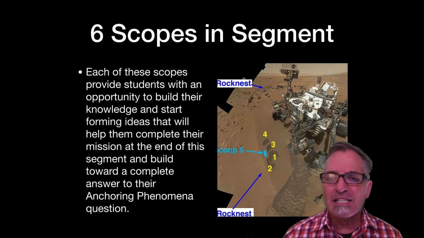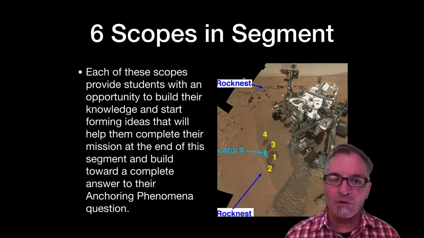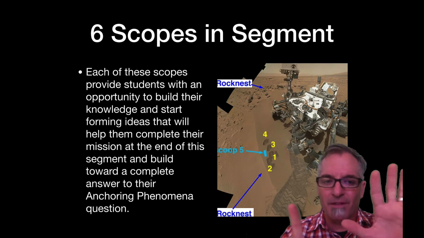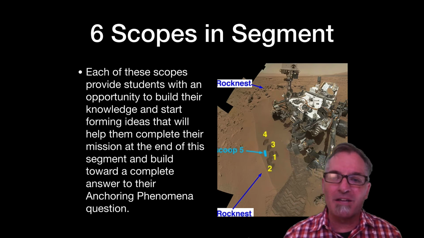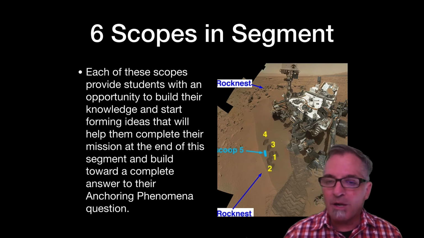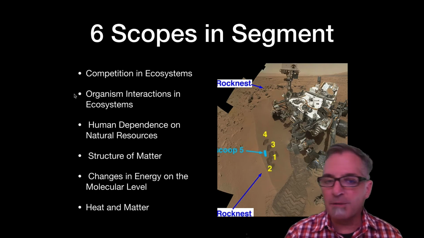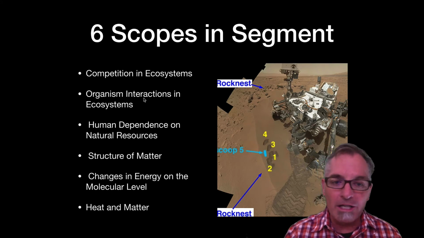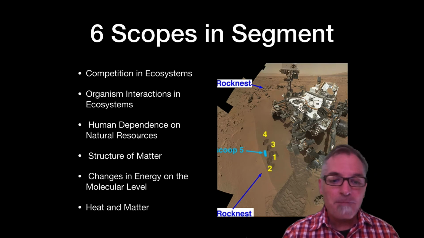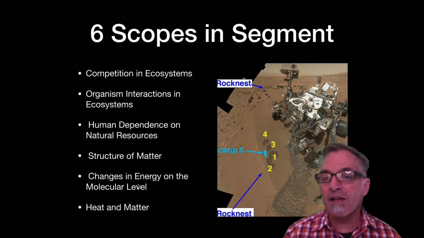So in this segment 1 of STEMSCOPES, there are these lessons or units called scopes, and there are 6 of them. Each of these scopes is going to give you knowledge and understanding so you can meet the mission, right? And then really focus on the anchoring phenomena, know the answer to that. So here are the 6 scopes. There's going to be competition in ecosystems, organisms and interactions in ecosystems, human dependence on natural resources, structure of matter, change in energy on the molecular level, and then heat and matter.